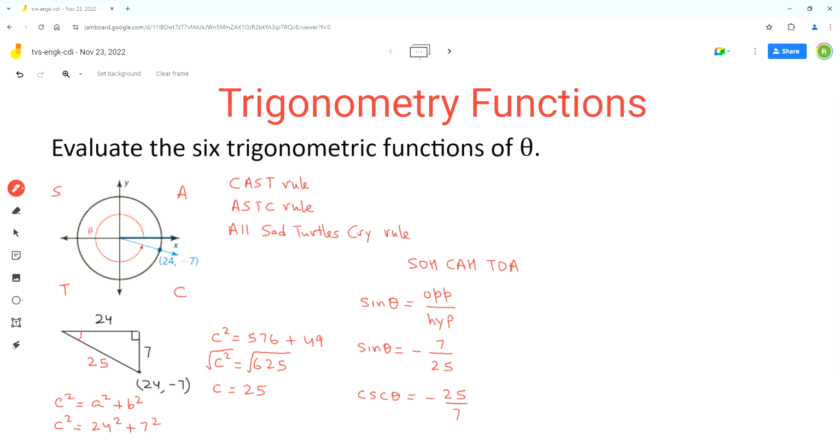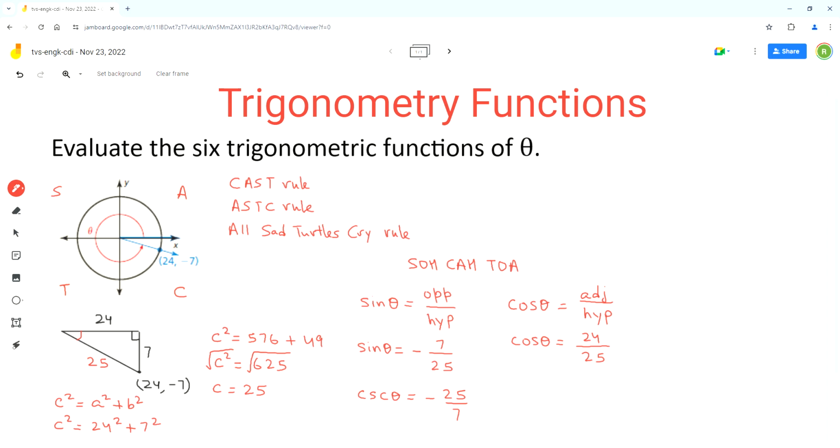Now we can evaluate cos theta. The formula for cos function is adjacent over hypotenuse. In quadrant 4, cos is positive. For the red angle in the triangle, the length of the adjacent side is 24 and the length of the hypotenuse is 25. We cannot reduce this fraction, so this should be the final answer for cos theta.